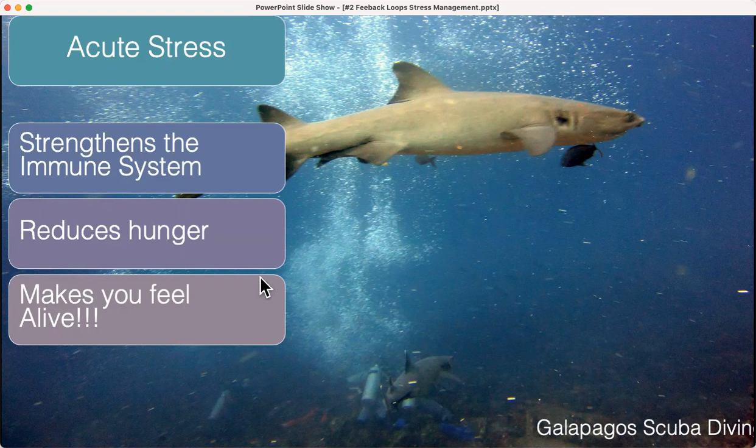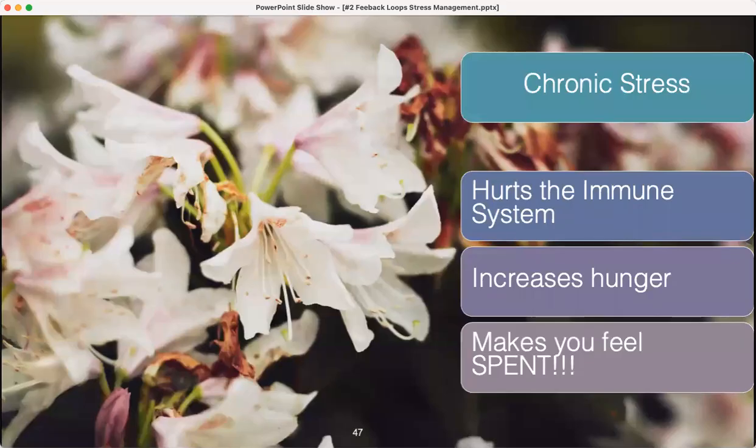And this is just an image that was taken by a dive master when my husband talked me into going scuba diving in the Galapagos. He was up on a rock above us and we're down below holding on to the rocks. And these are the Galapagos sharks that are circling around in this area. It's an area where there's a lot of food for the large animals. And you just sit down on the rock and watch them. In contrast, chronic stress does hurt the immune system. It increases hunger and it makes you feel spent, like these wilted flowers.